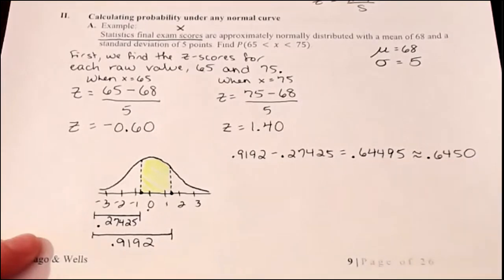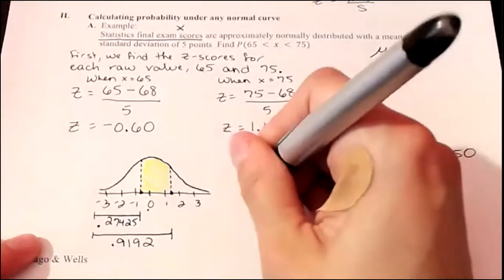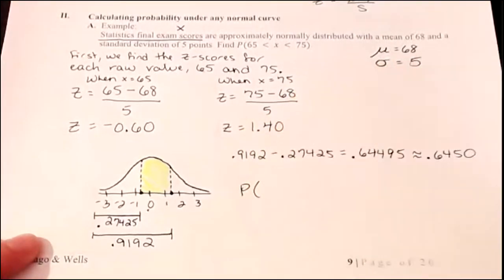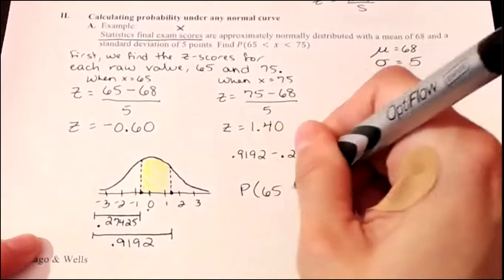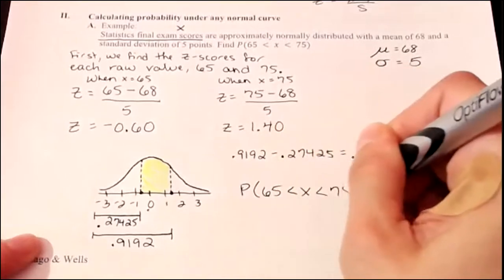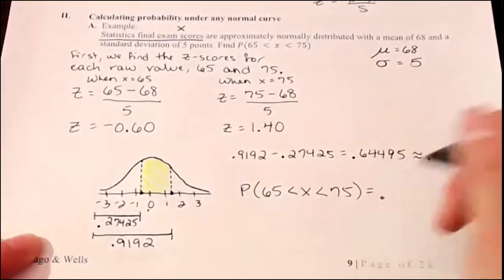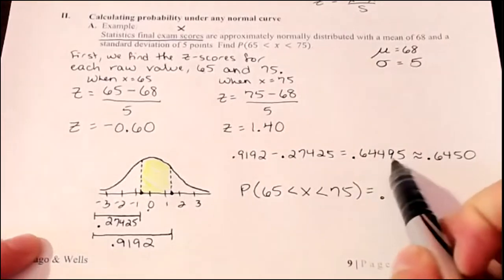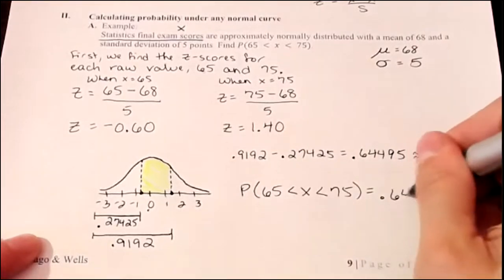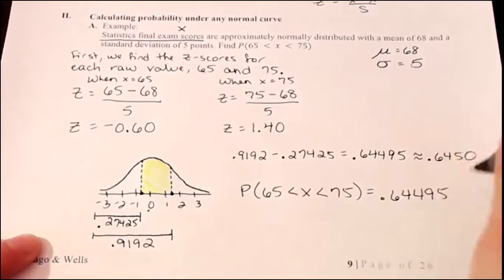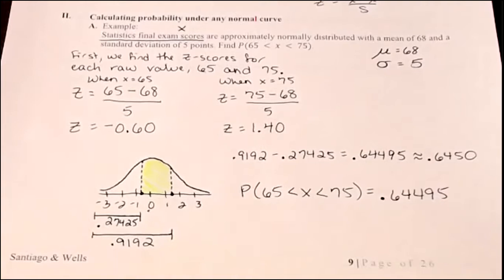So to write our final answer, we will say that the probability that the statistics exam score is between a 65 and a 75 is, and you can write either answer here. I'm going to write 0.64495. Because as always in Lumen, you can round to one place fewer if need be.